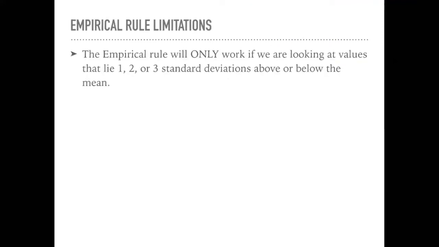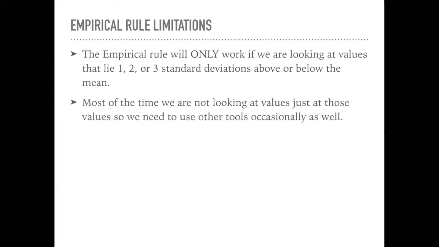Now, the empirical rule really has a lot of limitations to it. It only works if we're looking at values that lie 1, 2, or 3 standard deviations above or below the mean, which is super limiting. Another thing is most of the time we're not looking at values that are just these values, so we might need other tools. Other tools means a little bit more work, but more precision.